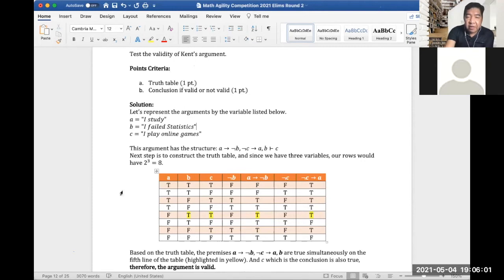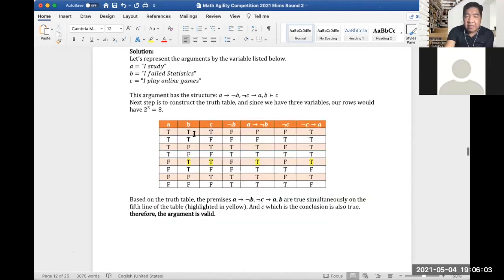So if we line up A, B, and C as our three rows, we'll be able to write 4 true and 4 false for column A. And then for column B, we would write 2 true, 2 false, TT, and FF, right? And then for C, that's true, false, true, false, true, false, true, false.